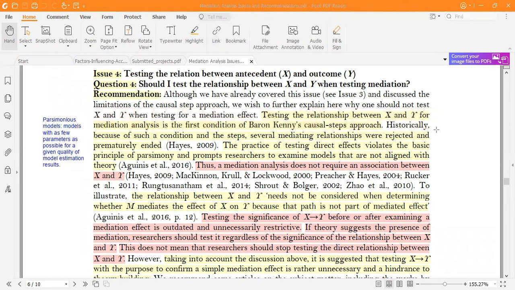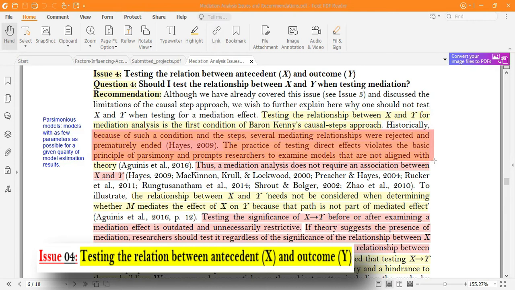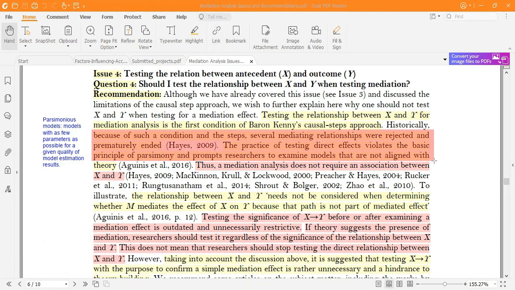Now, furthermore, if it is not available, then because of this single condition and the three other steps, several mediating relationships were rejected and prematurely ended. That's the result of these four steps, because most of the time these four steps were not met by the researchers. That's why the theories were not developed or the relationships were rejected.